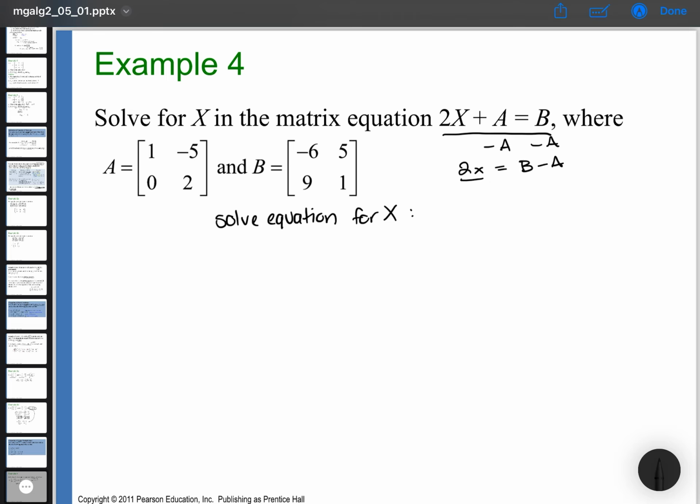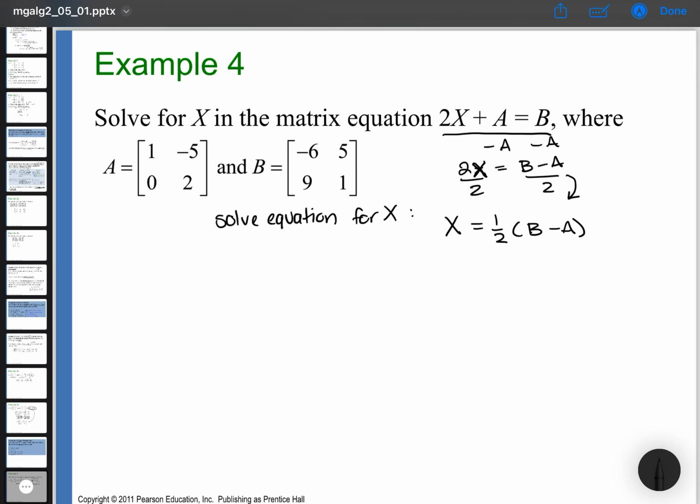And I'm going to divide everything. Sorry, I should make this a capital X. It is still representing a matrix. Divide everything by 2. So we ended up getting matrix X equals 1/2 times B minus A. Because we haven't really talked tons about division, I rewrote this as 1/2 times B minus A. That's going to be a little simpler for us right now. Okay, so I know anytime I'm dividing something by 2, it's the same as multiplying by 1/2.